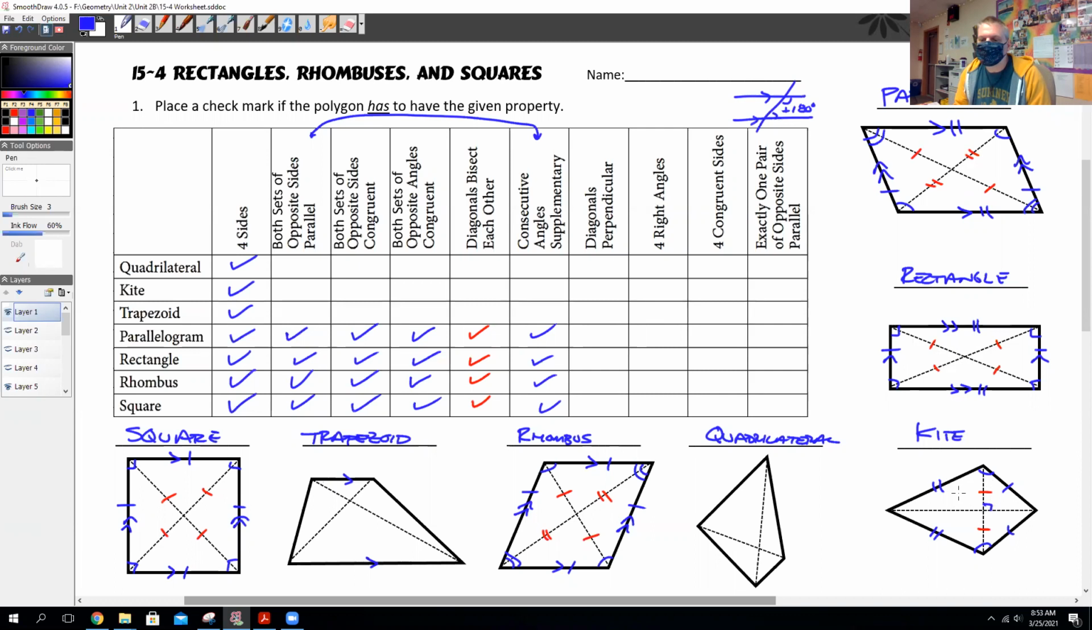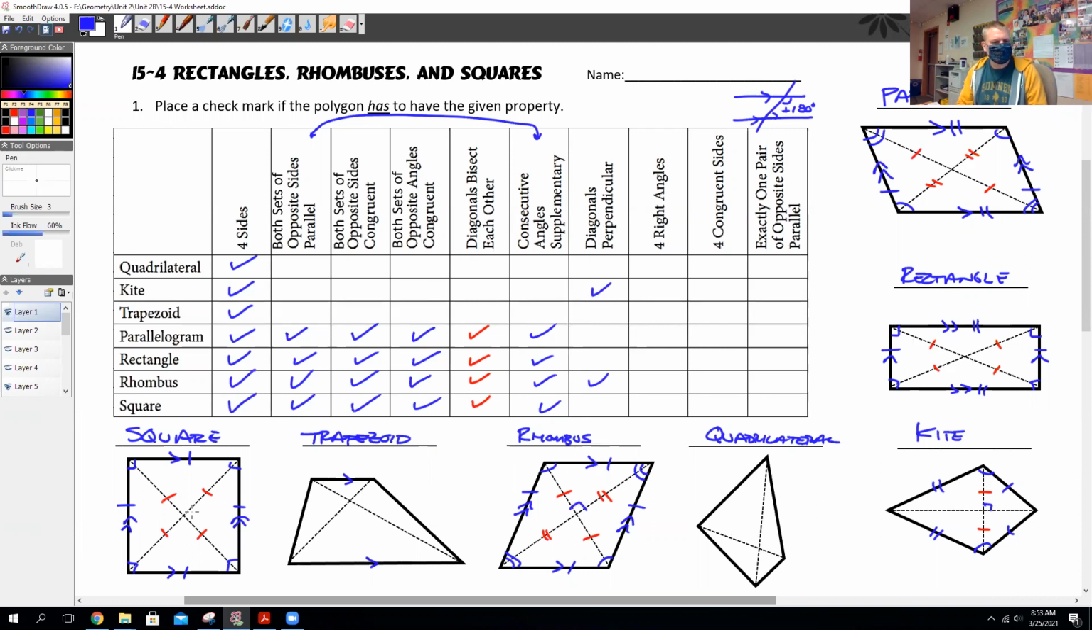All these are right angles. So a kite has diagonals that are perpendicular. Look, kite finally got back on the board here. They're catching back up. How about quadrilateral? Nope. How about rhombus? Yep, these are right angles. So rhombus works.